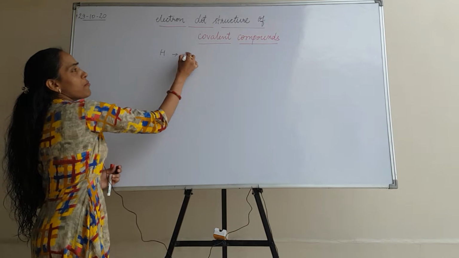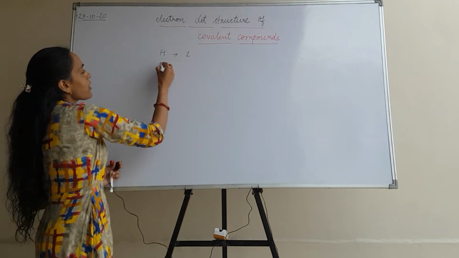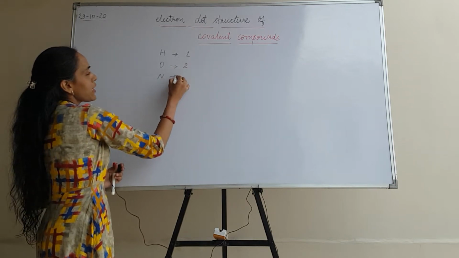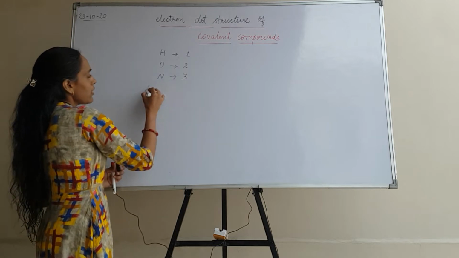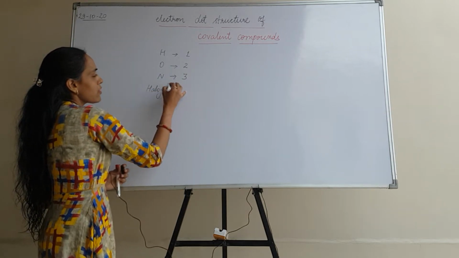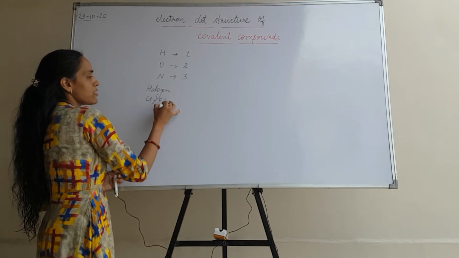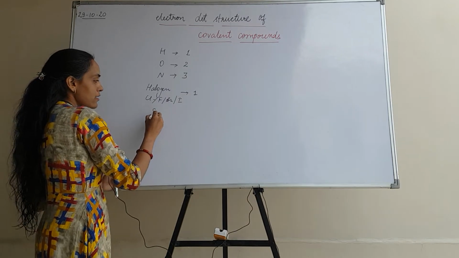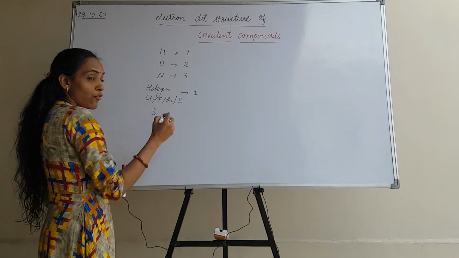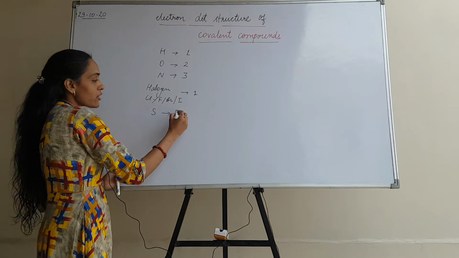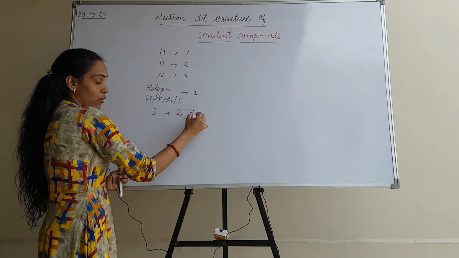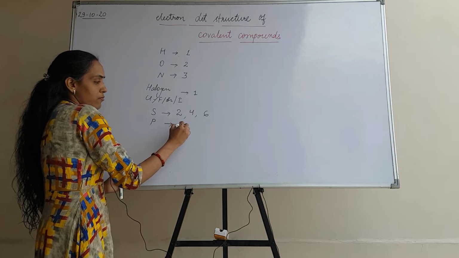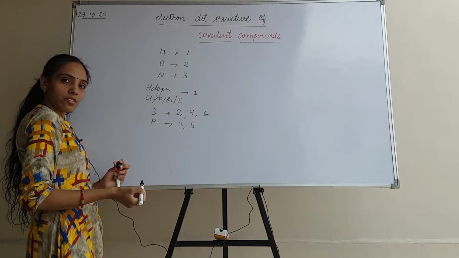Hydrogen can form maximum 1 bond, oxygen can form 2, nitrogen can form 3, halogens like chlorine, fluorine, bromine and iodine can also form 1 bond, and sulfur is a very exceptional element which can form 2, 4 and 6 bonds. Phosphorus can form 3 and 5 bonds.